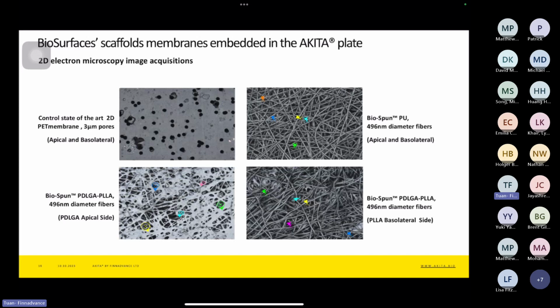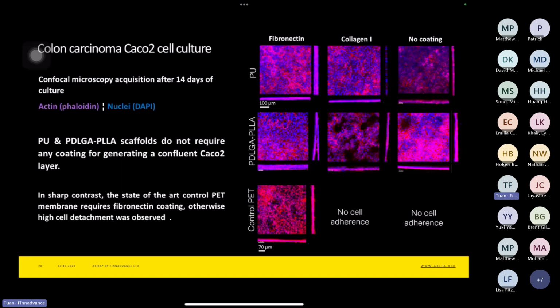With biosurfaces products like biospun BDO-GA, BOA, or biospun PU, we were able to really see that we can have a more reproducible kind of membrane to help the cells adhere and to further improve the integrity of the cell layers. So how did we do that?